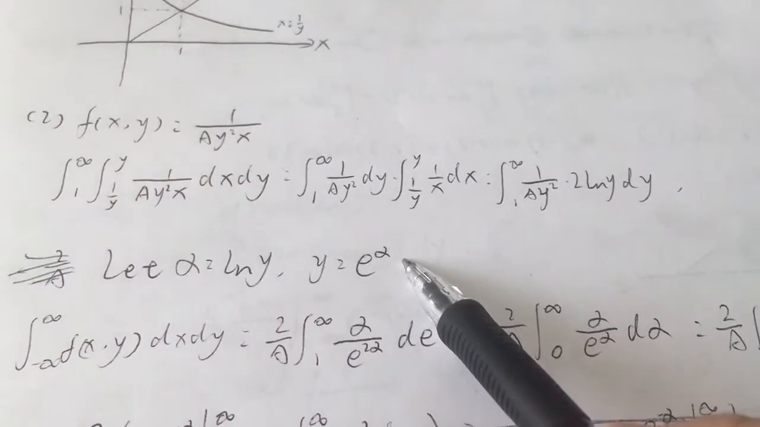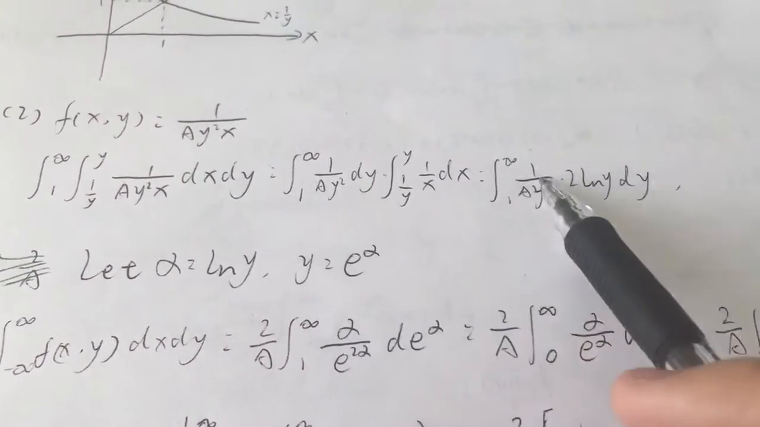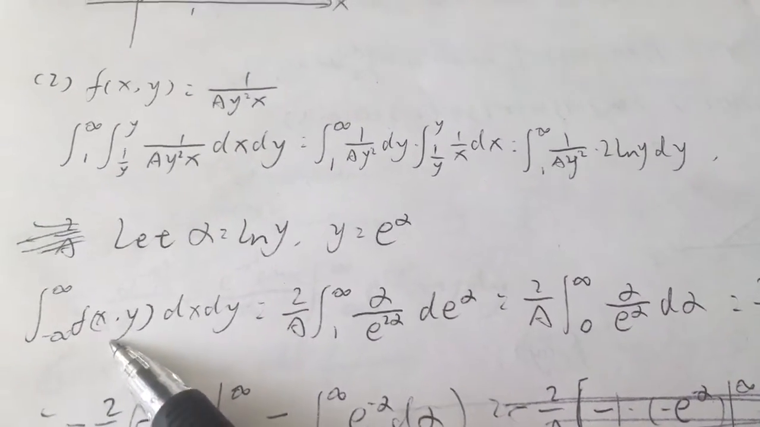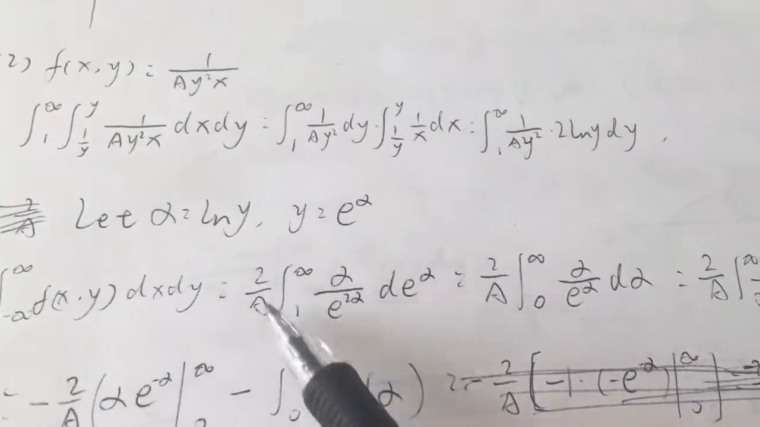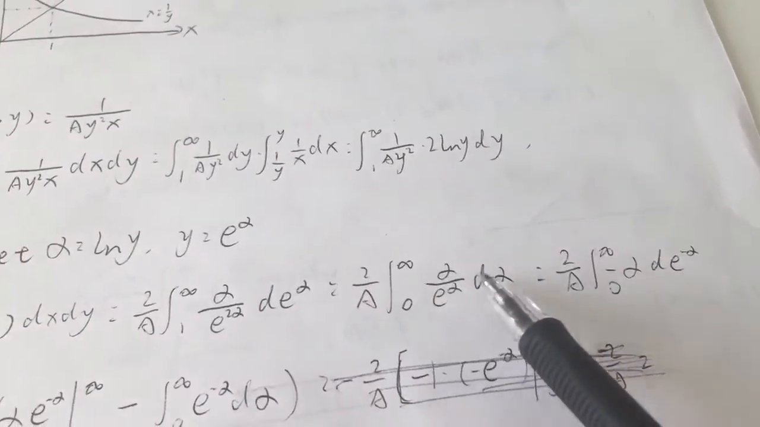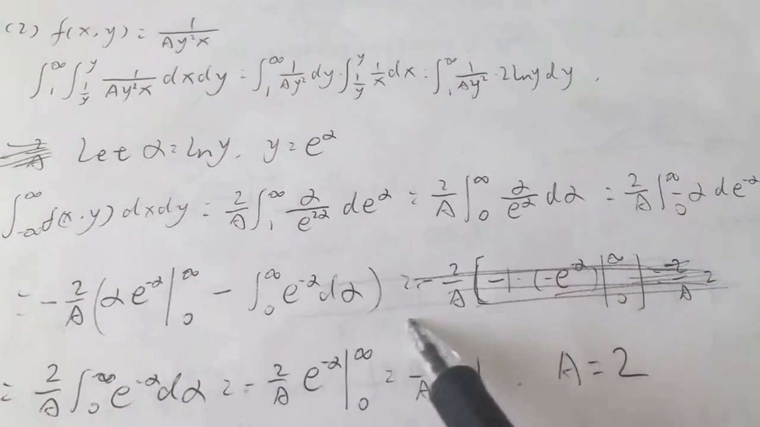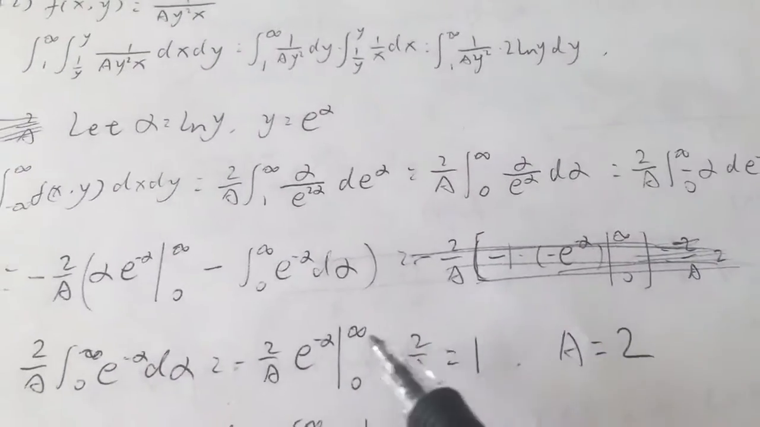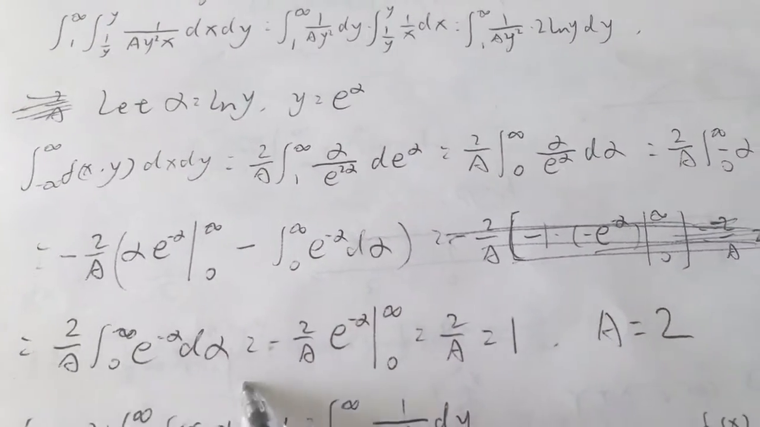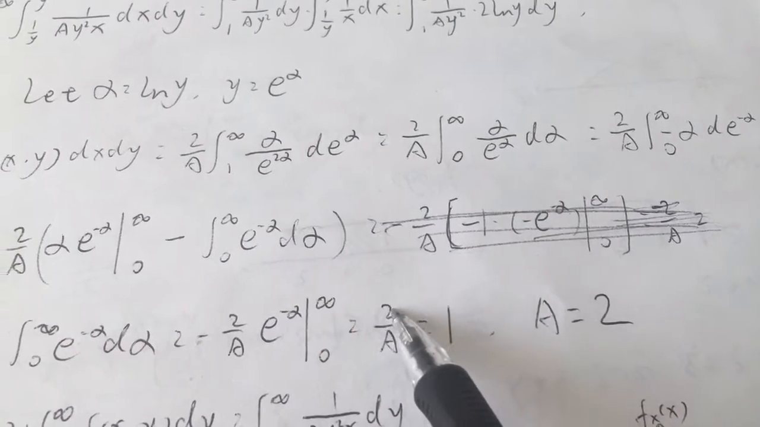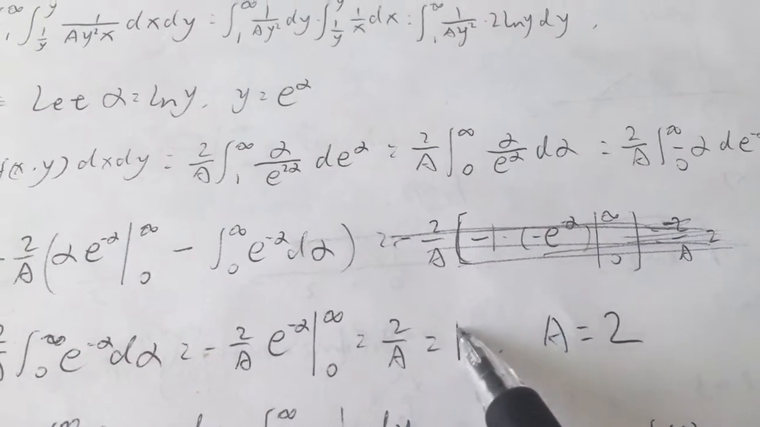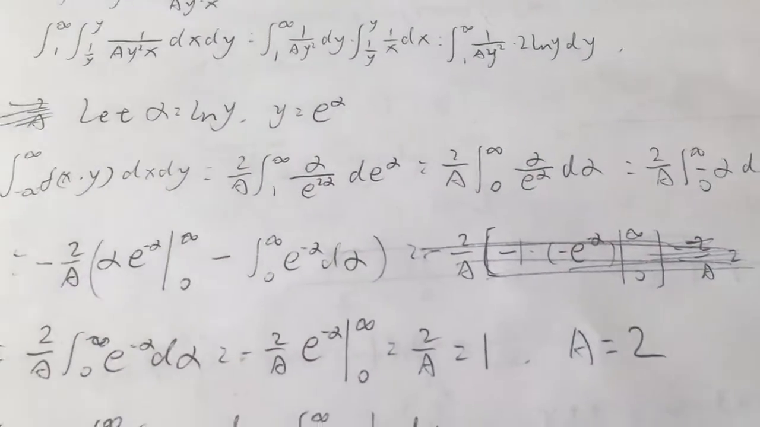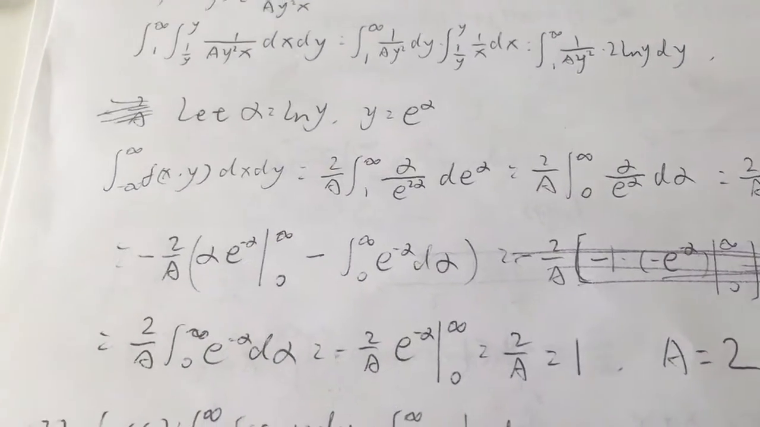So we put this into this equation, and we got the integral transformation of the density function of x and y should be like this. And finally, we got this, and it's just a series of calculations of the integral transformation. And finally, we got 2 divided by the big A equals 1. So A equals 2. So it's a problem of calculation of the integral transformation.